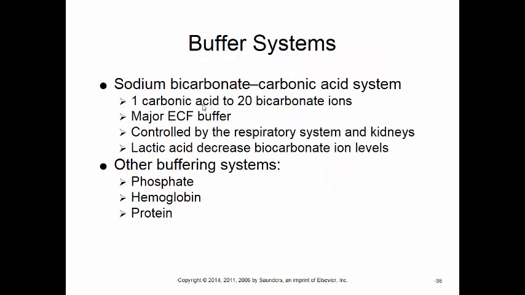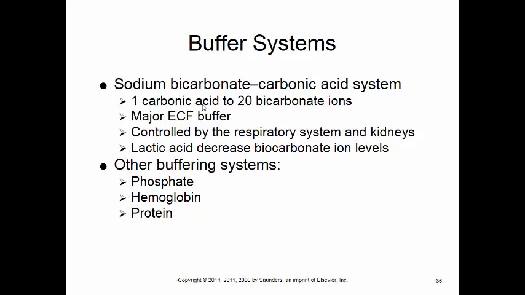There are also a couple other buffering systems, such as the phosphate, hemoglobin, and protein buffering systems. So let's look at the sodium bicarbonate carbonic acid system. It typically runs 1 carbonic acid to 20 bicarbonate ions. So that's typically what we see. If we get rid of one of the carbonic acids, then we shift one of the bicarbonates over to the carbonic acid. So now we have 1 carbonic acid and 19 bicarbonate ions.